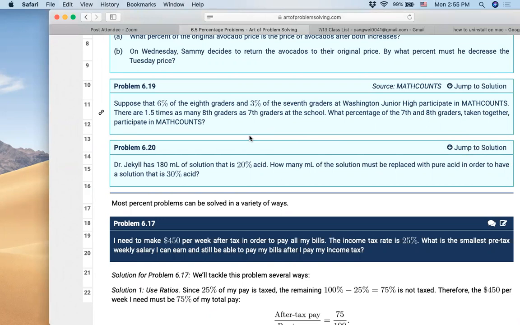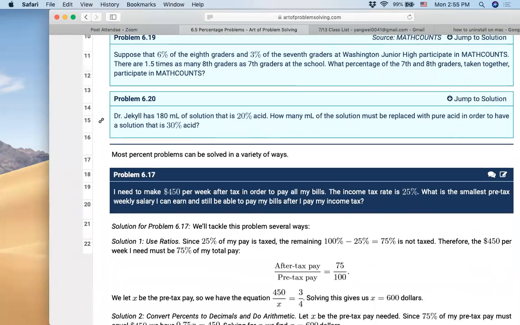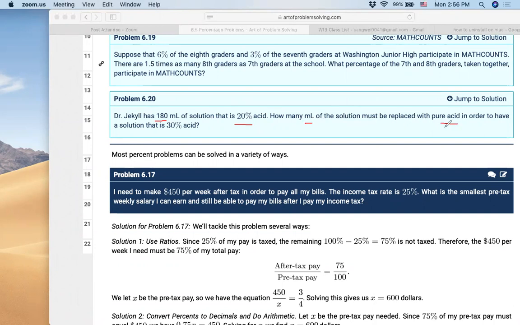Now let's see 20. See this one, you have 180 milliliter of solution. That's 20% acid. Then they ask you how many milliliters of solution must be replaced with pure acid in order to have a solution that's 30% acid. Everybody do this on your spreadsheet paper. Give you 2 minutes.